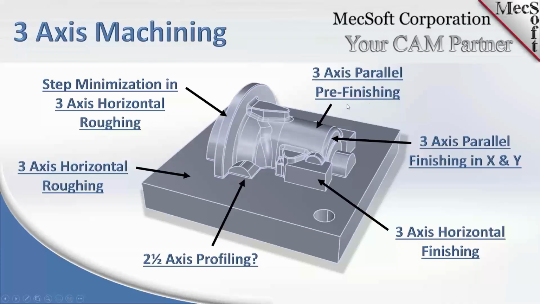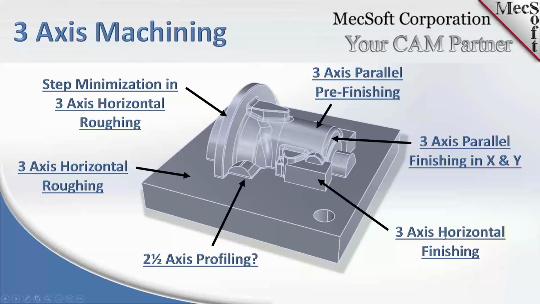So just some general points here on the types of machining we're going to be using. We're going to be doing some initial horizontal roughing. I'll rough this down. We're going to do some step minimization, which actually combines a re-roughing into a horizontal roughing all in one operation. It's pretty interesting. Then we're going to do some 3-axis pre-finishing. So we're going to work it down with a little bit of stock left over, and then we're going to do some additional parallel finishing in both the X and the Y.